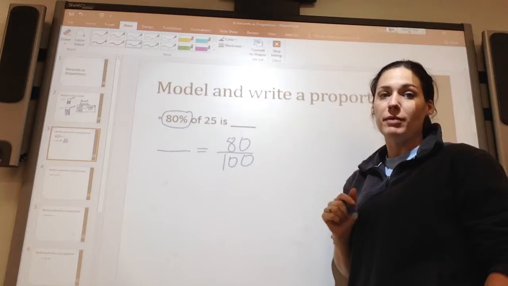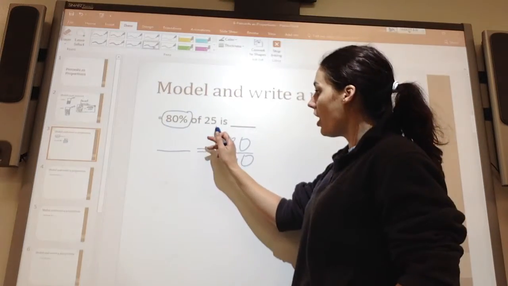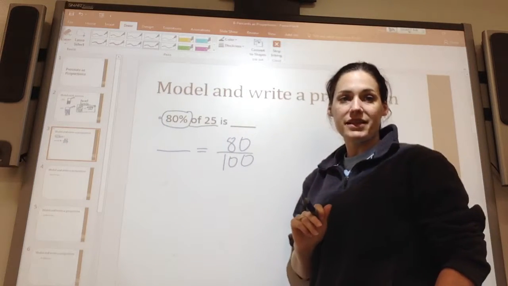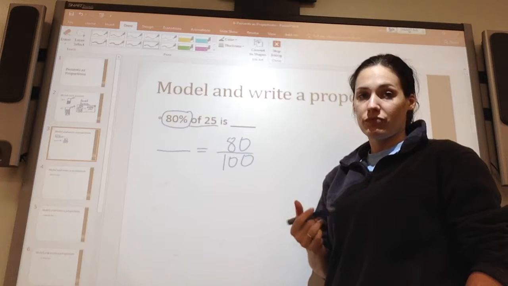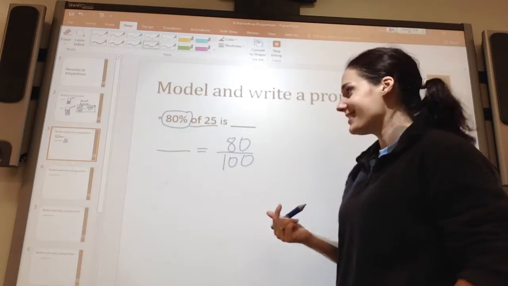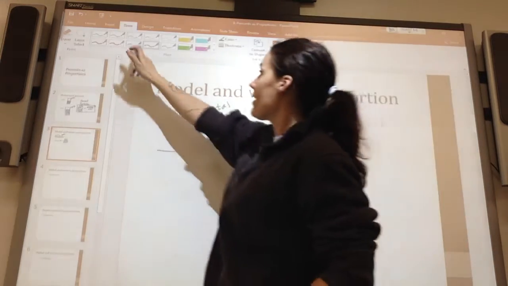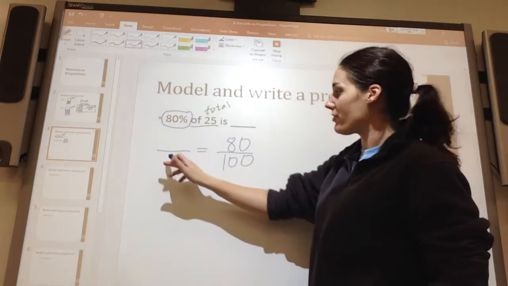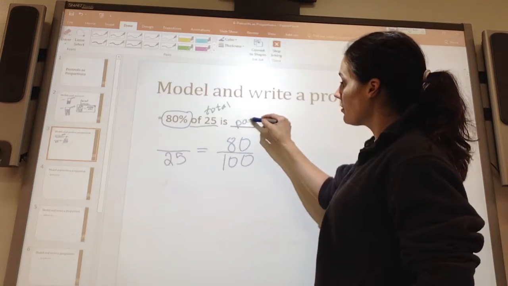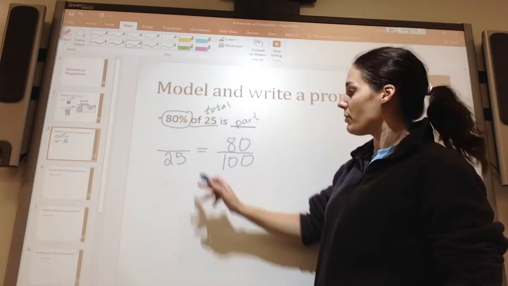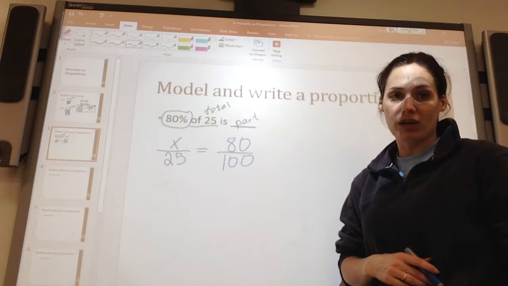There's half of my proportion, the easy part of the proportion. The other part is a little trickier. Now I have of 25. So since it's connected to the word of, is it the part or is it the total? I don't hear you. Just kidding. Of is the total. And since it's the total, that means it's in the denominator of the fraction. So I've got 25 is blank. The is is connected with the part, that's the part that I don't know. So I'm going to put an X in that spot. I'm trying to find the portion of the total that I need to find.